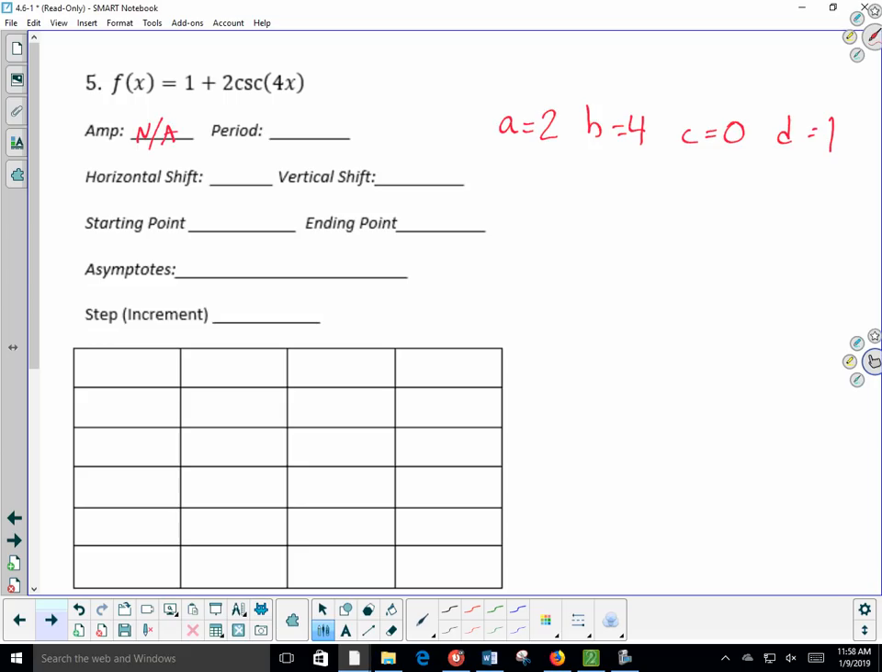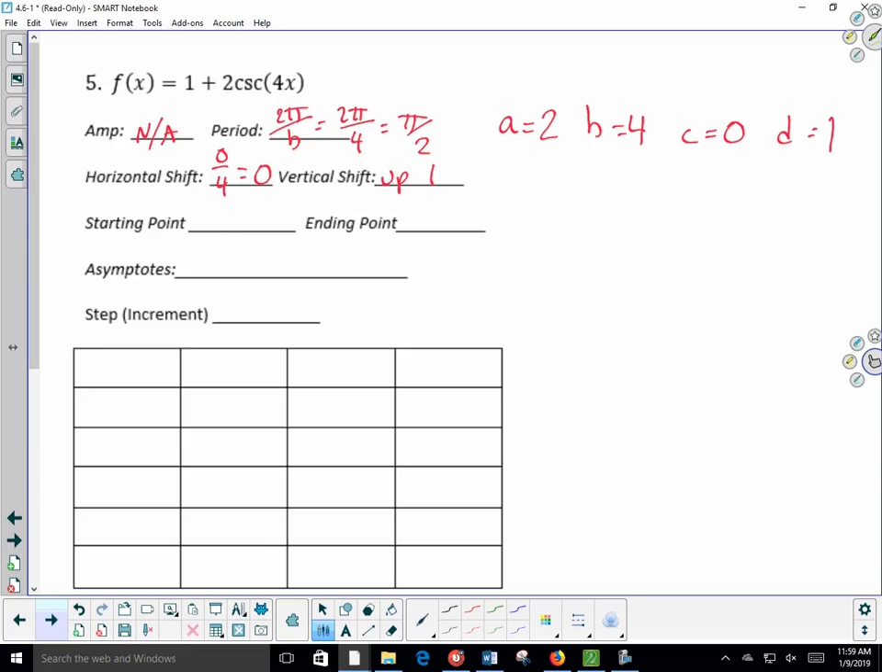All right, the period is still 2 pi over b for the cosecant function, so that's 2 pi over 4 or pi over 2. Horizontal shift is c over b. Well, that's 0 over 4, so that's going to be just equal to 0. Vertical shift, I'm going to say this is shifting up 1 unit.